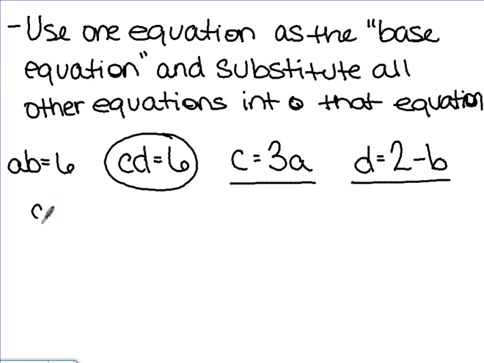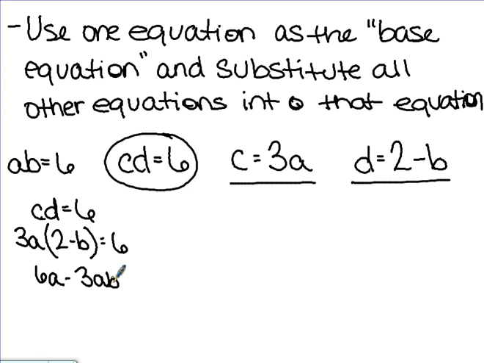Now if I have CD equals 6, I know that C is equal to 3A, so I can substitute 3A in for C. I also know that D is equal to 2 minus B, so I'm going to substitute 2 minus B in for D. Now instead of CD equals 6, I have 3A times 2 minus B equals 6. Obviously, we're going to have to do some distribution in order to solve. So 3A times 2 gives me 6A, and 3A times B gives me 3AB. Again, they're all equal to 6.